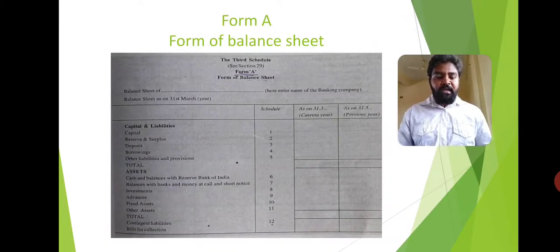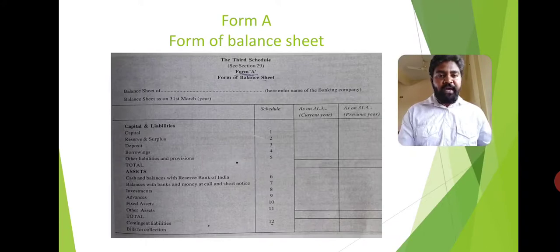The next, other liabilities and provisions, like bills payable and inter-office adjustment and interest accrued, then others including provisions. These are to be considered under the head of other liabilities and provisions, which is schedule number 5. After considering these 5 schedules, we will get the total.